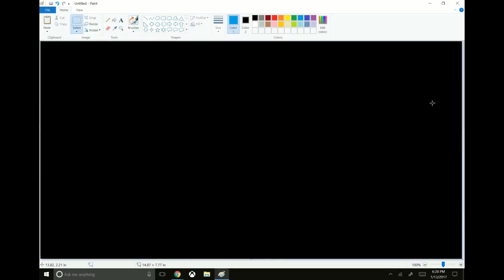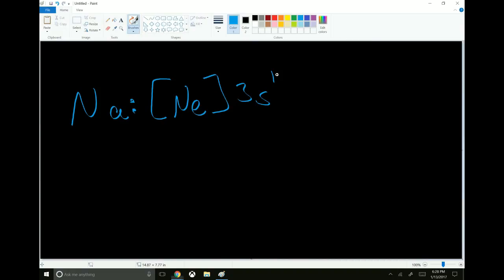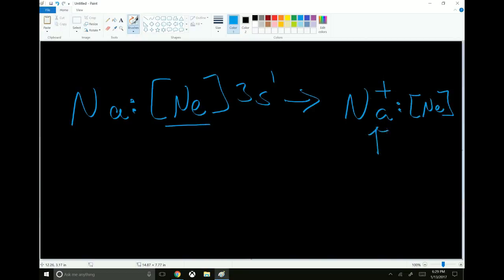So you look at sodium. Sodium's electron configuration is neon 3s1. Let me double check that. Yes, I'm awesome. Okay. It wants to look like neon, which means that it's going to lose one electron and end up as sodium 1+ with only its core electrons. So sodium goes to sodium 1+. That's the ion that sodium forms.